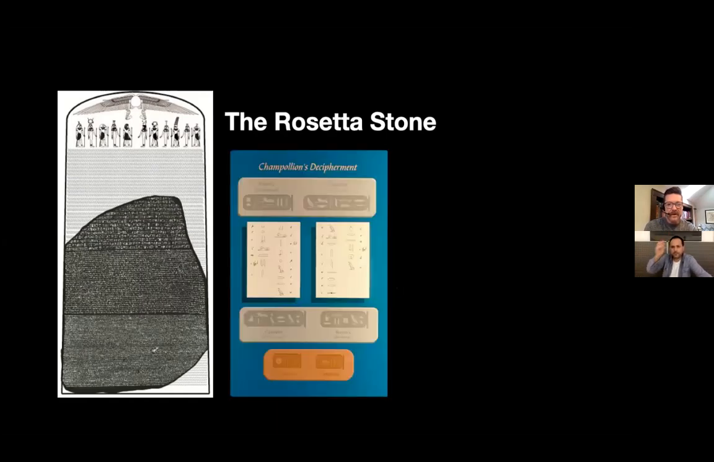And how he did it was he discovered the names of some Greek kings and pharaohs.